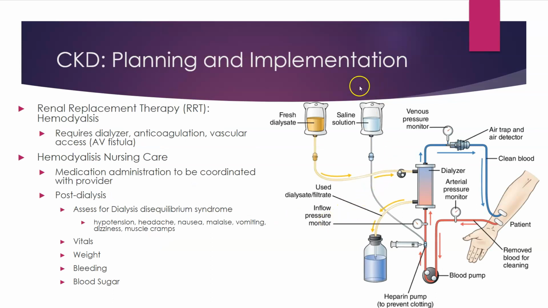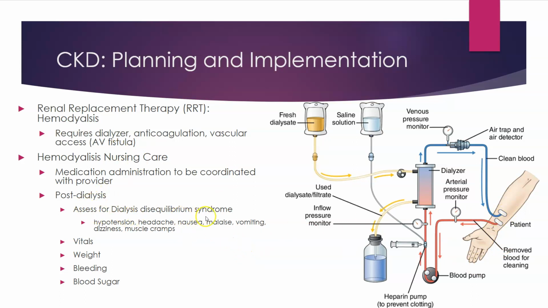Some treatment modalities would be renal replacement therapy or hemodialysis, specifically on this one, in which the blood is coming out, going through a machine, getting kind of rinsed off, and then put back into the body. So, requires a dialyzer, anticoagulation, vascular access, usually like an AV fistula, or it could be different indwelling ports and caths.